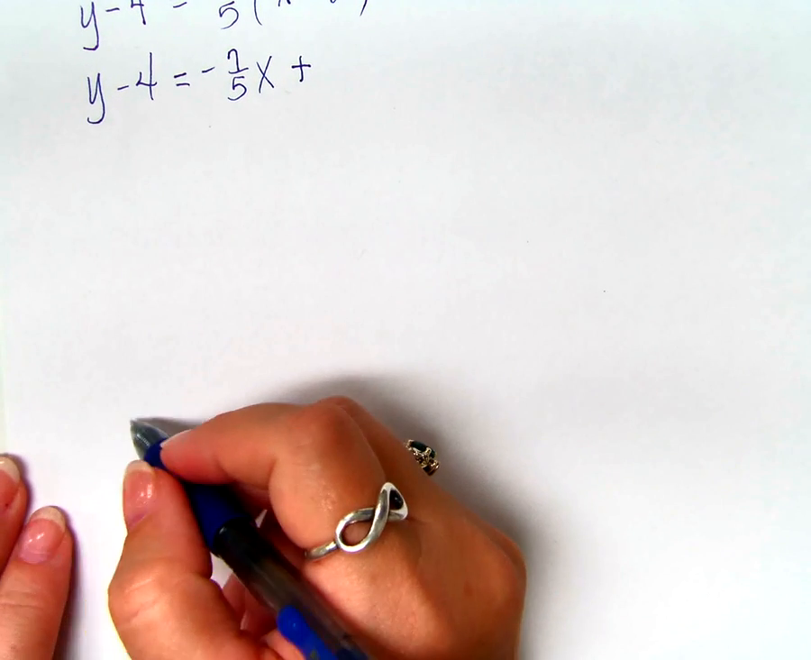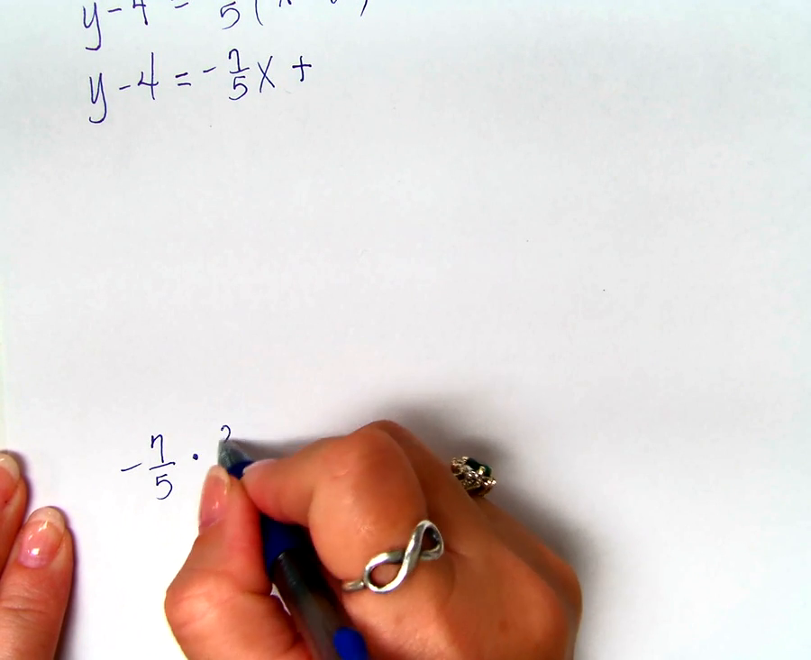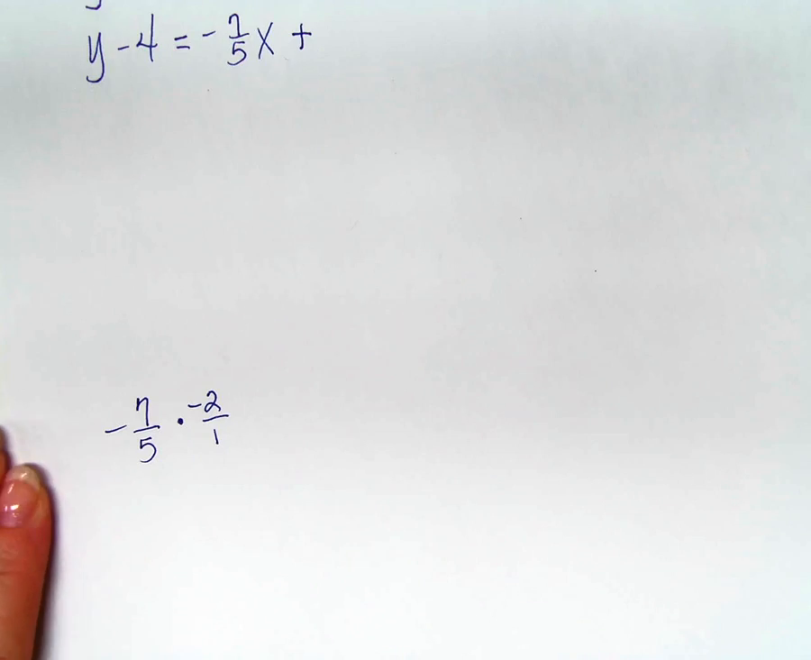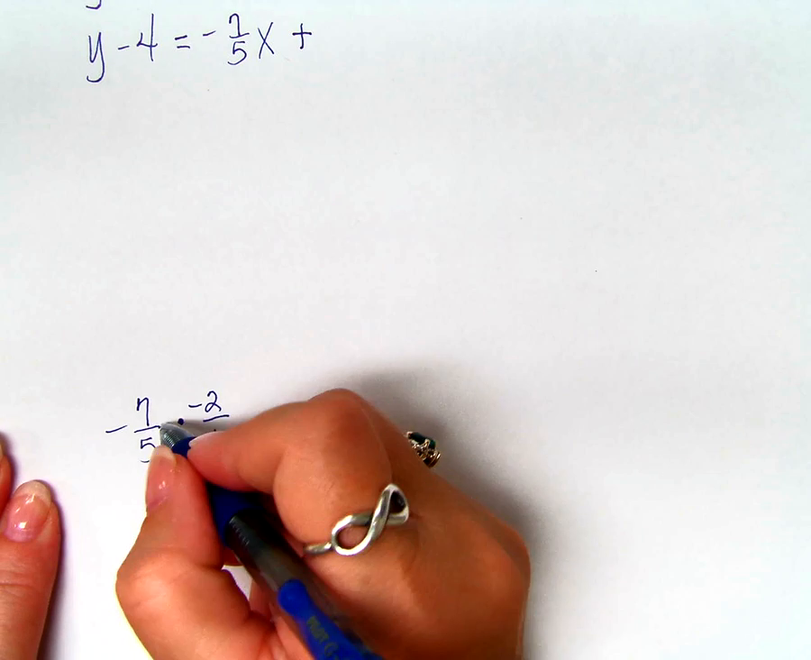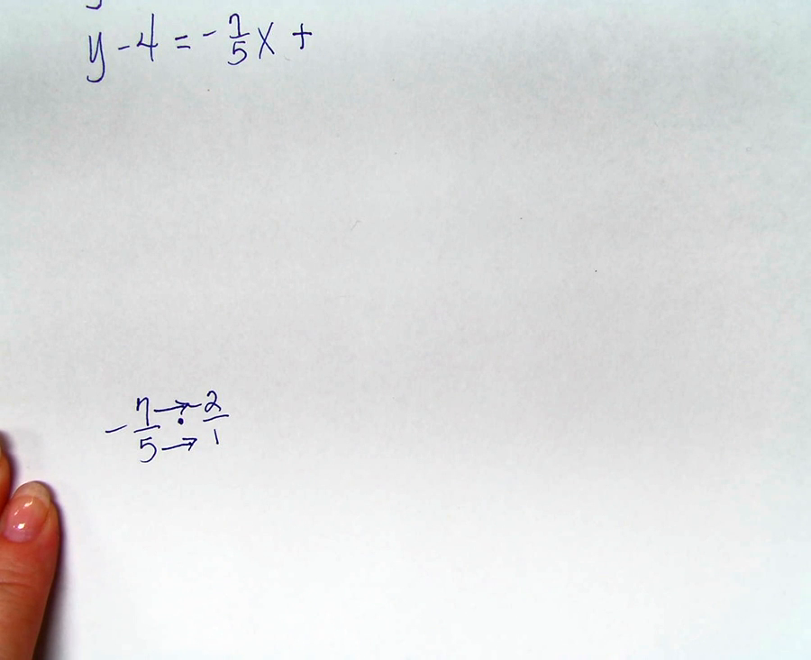Guys, you've got to know how to multiply fractions. Negative 7/5 times negative 2 over 1. How do you multiply fractions? 5 times negative 2 and 7 times... We multiply straight across and straight across. I'm out of here. Okay?